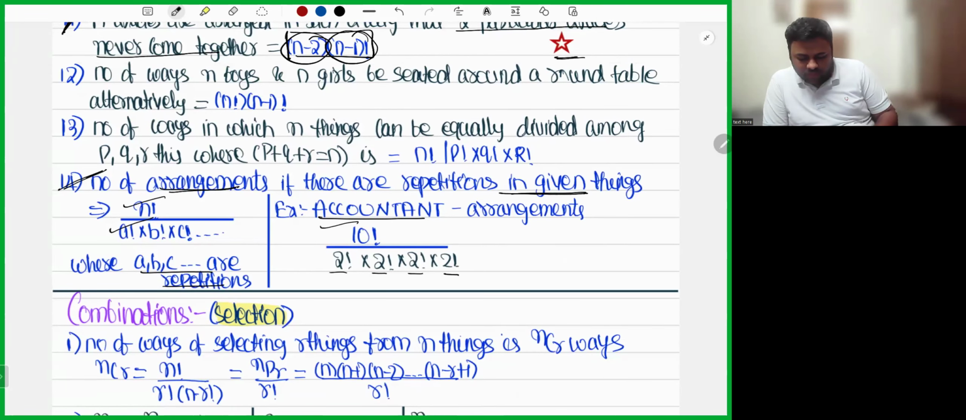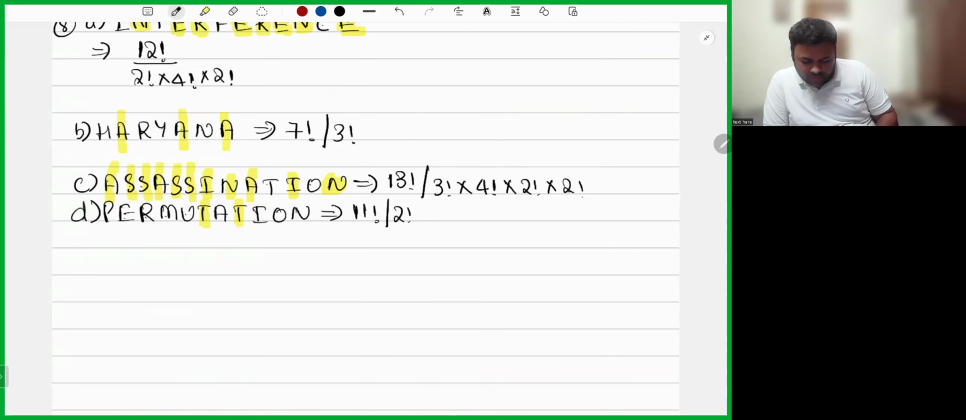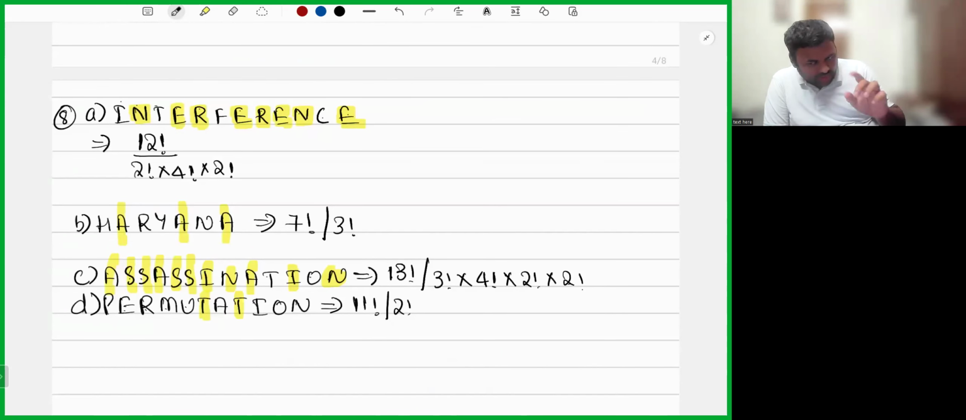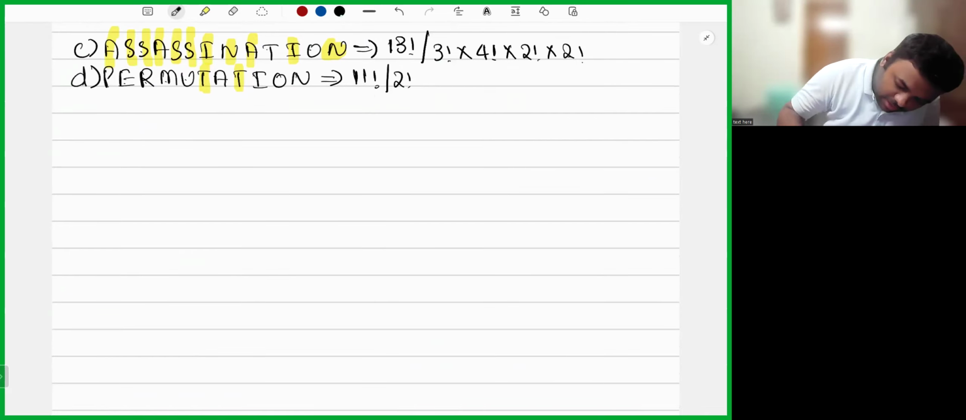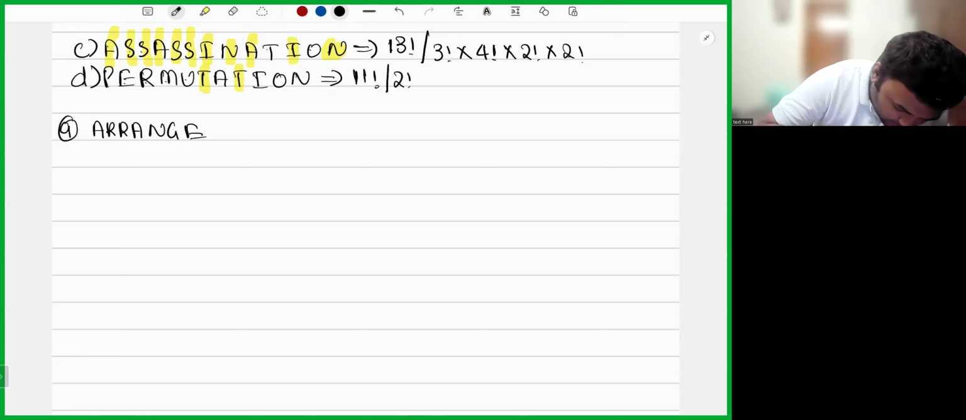Now, let me give you one question, my dear friends. This is example number 8. Let me give you one question, example number 9. Solve it and tell me the answers. Example number 9. I am having the word arrange.